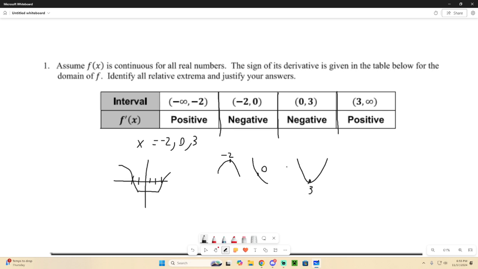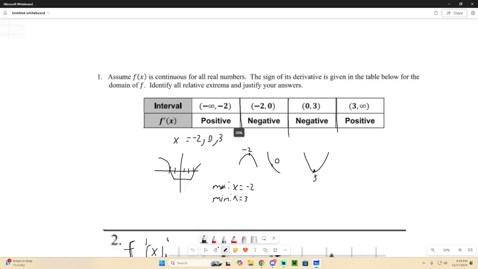So as we can see from our little sketches, we have a minima at x equals negative 2, and that's a maxima, and then we have a minima at x equals 3. So we have a minimum at x equals 3. And how did we just prove that? We knew there was a max at -2 because it went from positive to negative. And we knew there was a min at x equals 3 because it went from negative to positive.